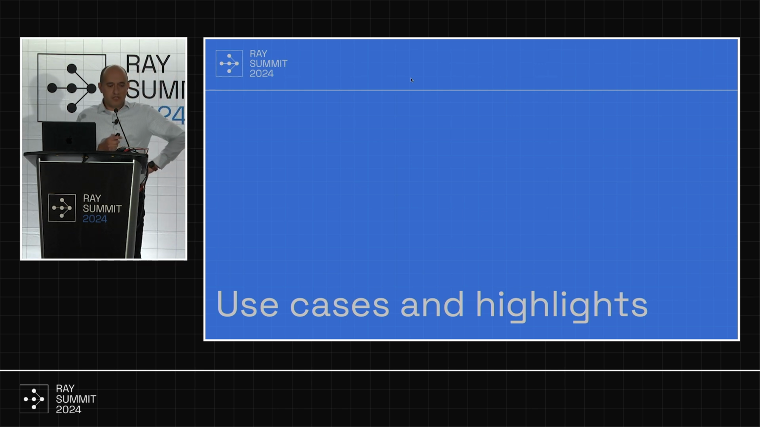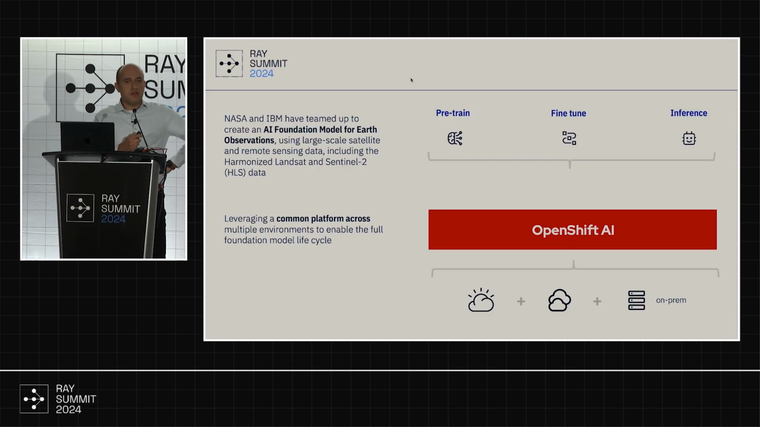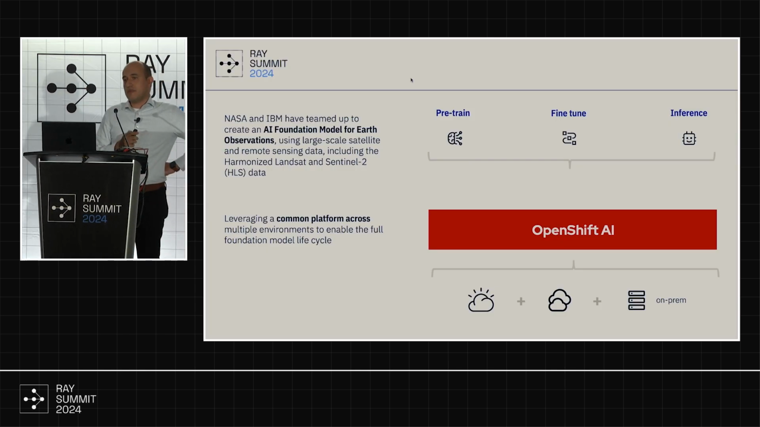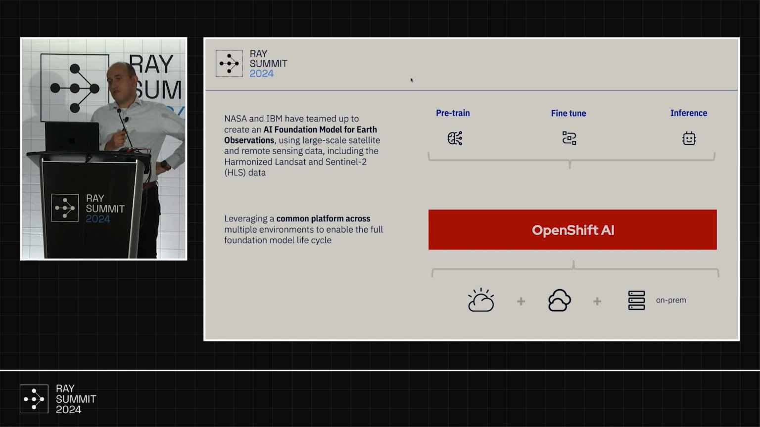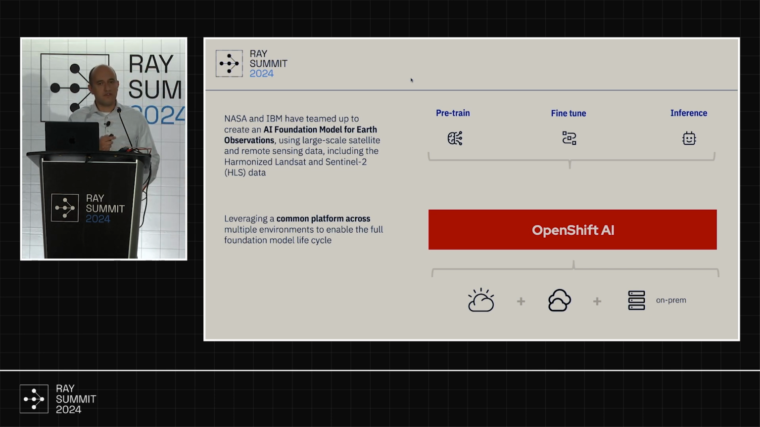I'll switch to another use case, and this one is very close to me because it's with a very close partner. We partnered with NASA to train foundation models on geospatial data. This partnership has been going for a year and a half now. It's really a first of a kind, if you will. NASA has petabytes of satellite data that is public data. You can use this to train different models.